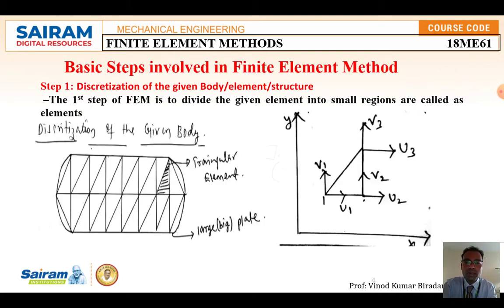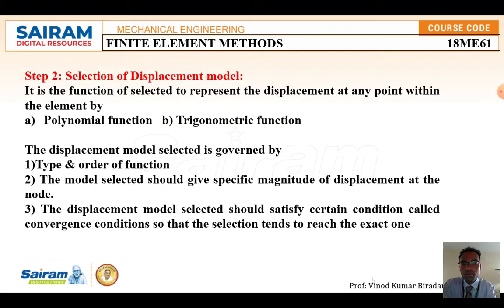The second step is the selection of a displacement model. Once you divide the given body, the second step is to select the model: which type of element, what is the order of the function, and whether the model selected should be of a specific magnitude. All those things you have to observe in the second step, that is selection of displacement model, using two techniques, that is polynomial function and trigonometric function. But at present, polynomial functions are widely used. So we are going to solve by using the polynomial function, not the trigonometric function.